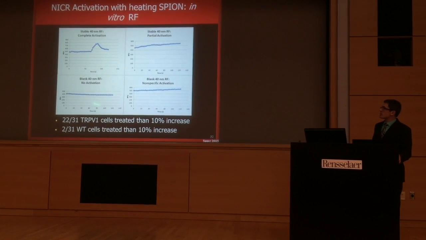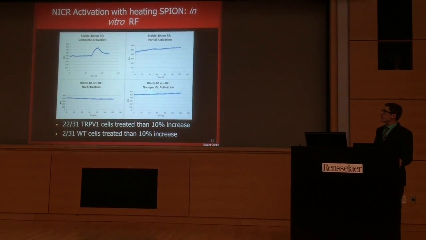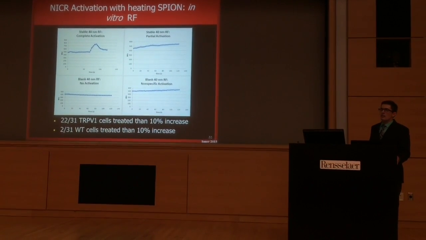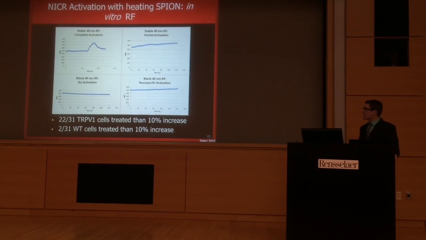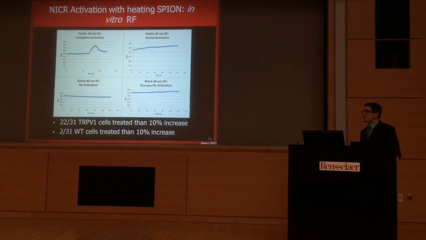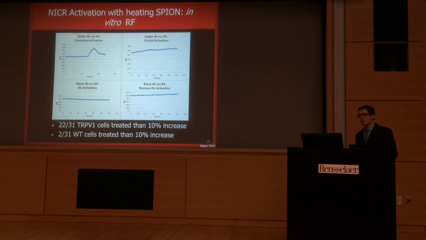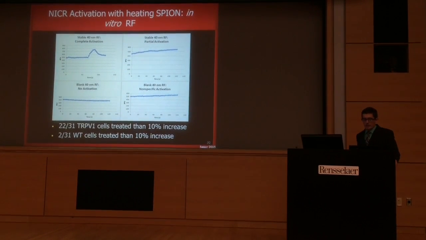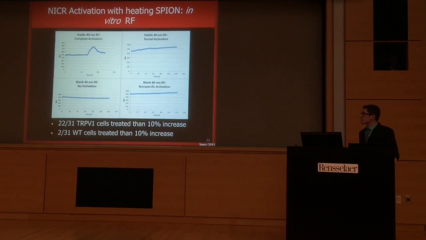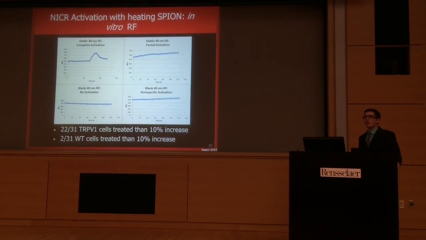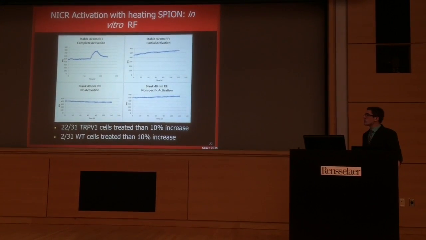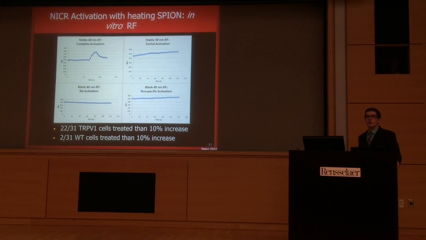And in blank cells, you can see no response or a slight increase in fluorescence. This is likely due to aggregates bumping into the cell. And when we analyze 31 cells, so this is a manual analysis, you can think of it as somewhat qualitative. 22 of the 31 TRPV1 cells treated had greater than some threshold increase, showing an effective calcium signaling, where only 2 of the 31 without TRPV1 show increase.